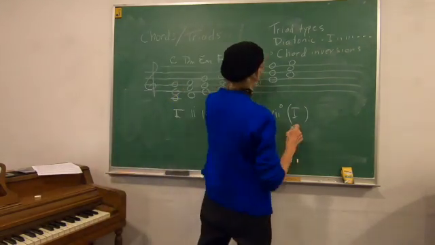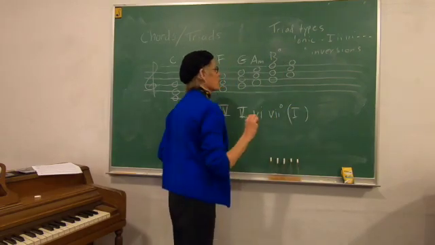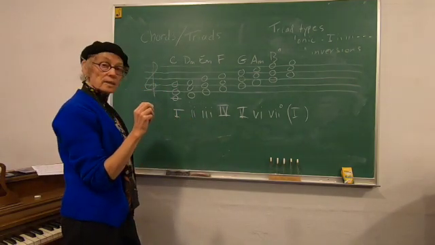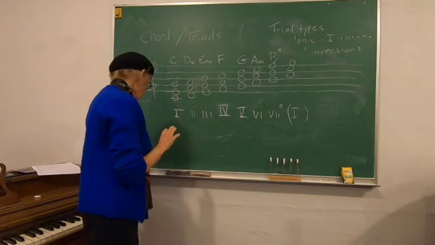And I'm going to get out of the way here. And our 7th chord is a B diminished. So these are the diatonic chords, and this is true for every major key.